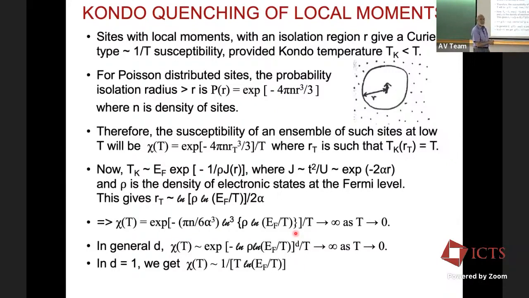And if you then take the temperature going to zero, you can see immediately that this thing diverges. It turns out that in general dimensions, all that happens is that instead of log cubed you get log to the power D. It doesn't make any difference which dimension you're talking about; you're always going to get an infinite susceptibility from these very rare isolated sites.